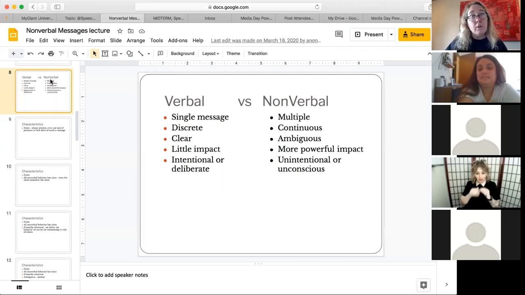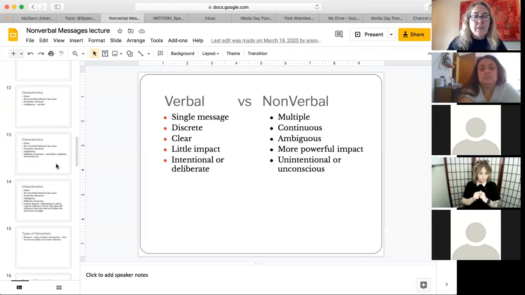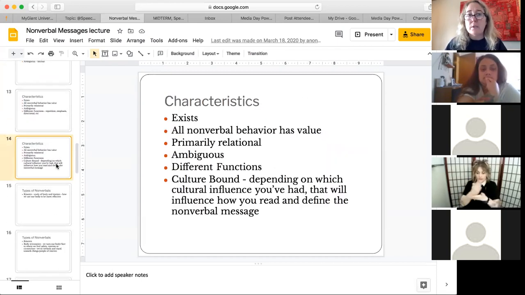And so the thing to remember about yourself is that you can say a message, but you are saying a lot more just by the nonverbals that you're sending off to another person. And those are things to be aware of. And then the next part is the characteristics of nonverbal communication.